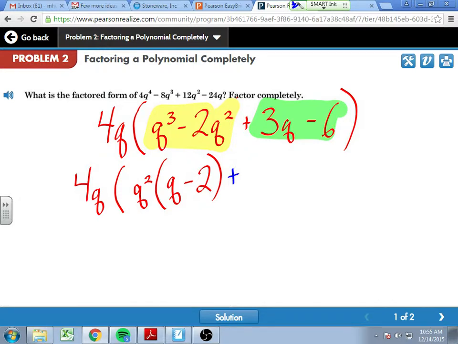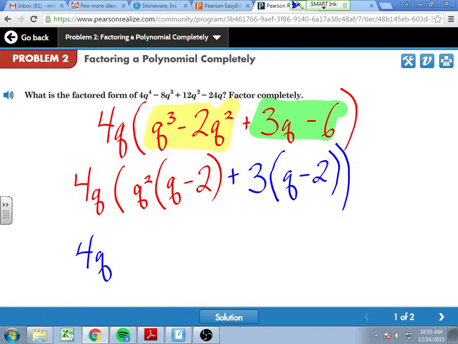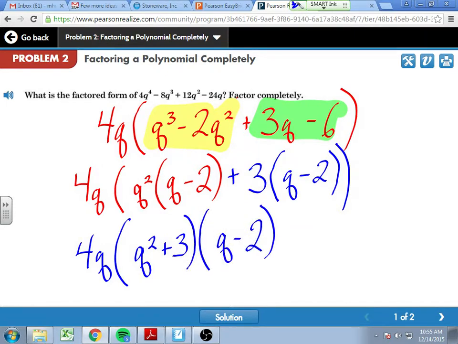It makes us work with less valued numbers. 3q and 6 really can only factor out the 3. So we again get q minus 2. So then if I reorder and group my binomials together, I will get q squared plus 3q minus 2.